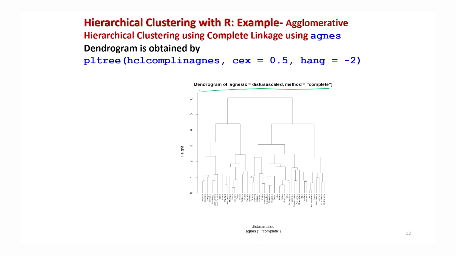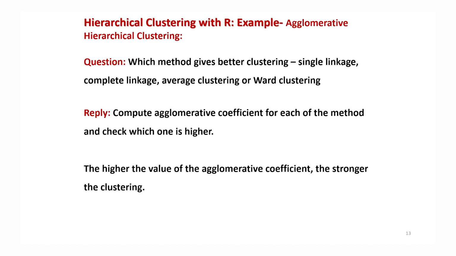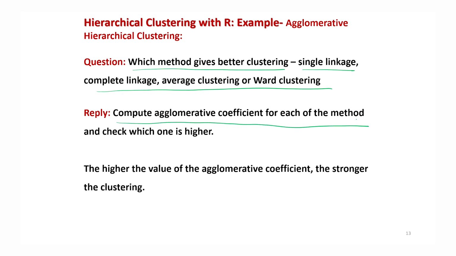Right. So now the question comes over here: which method gives us the better clustering? Single linkage, complete linkage, average clustering, or ward clustering? So for that, the rule is very simple. Try to compute the agglomerative coefficient for each of the methods and check which one is higher. The higher the value of the agglomerative coefficient, the stronger the clustering is.